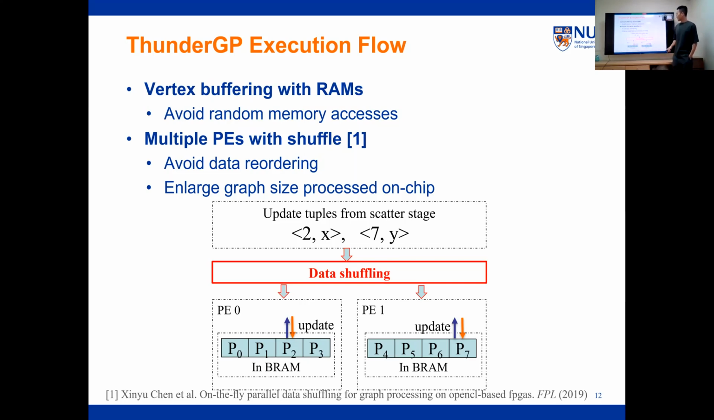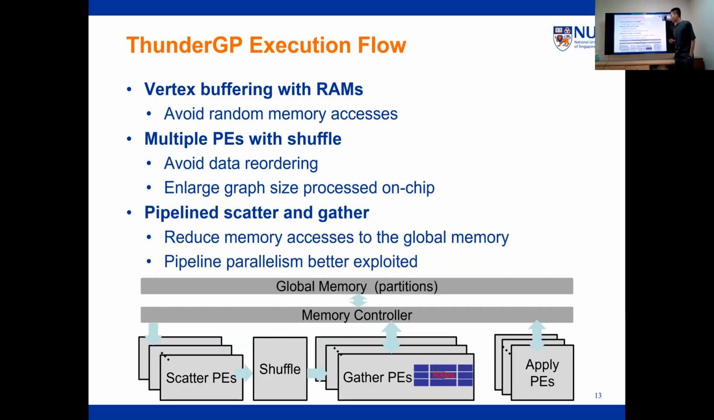By this shuffling, we can avoid data reordering because this shuffling resolves the data dependency at runtime. And also, we can enlarge the graph size processed on chip because different PEs can process different vertices. In this way, we don't need to replicate the vertices for different PEs. So we can have a larger partition size, and then we can reduce the replication factor of the graph processing, hence better performance.